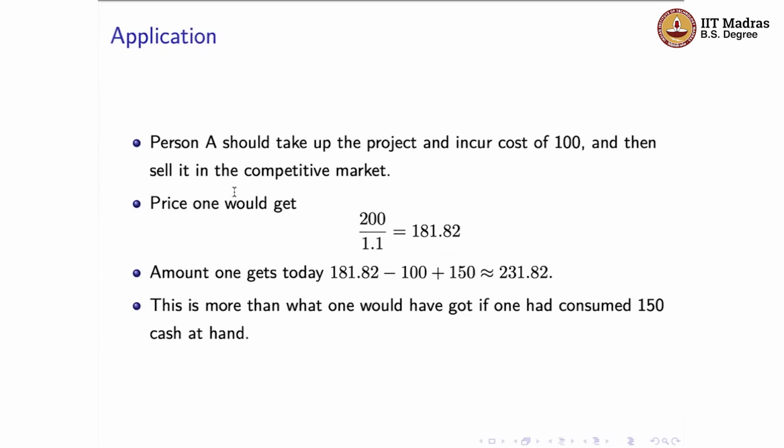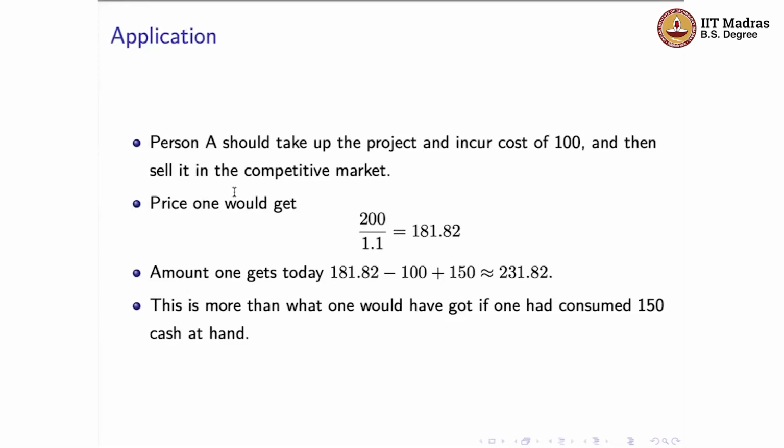What will be the valuation of that 200 next year in terms of the economy today? You've got basically a 10% interest rate. So 200 in the next period is equivalent to 200 divided by 1.1 today, which is approximately equal to 181.82.